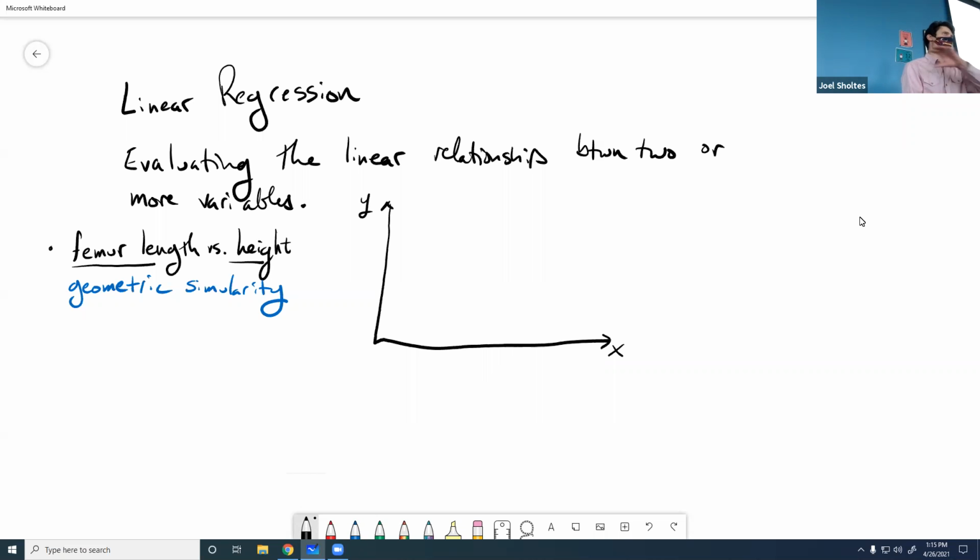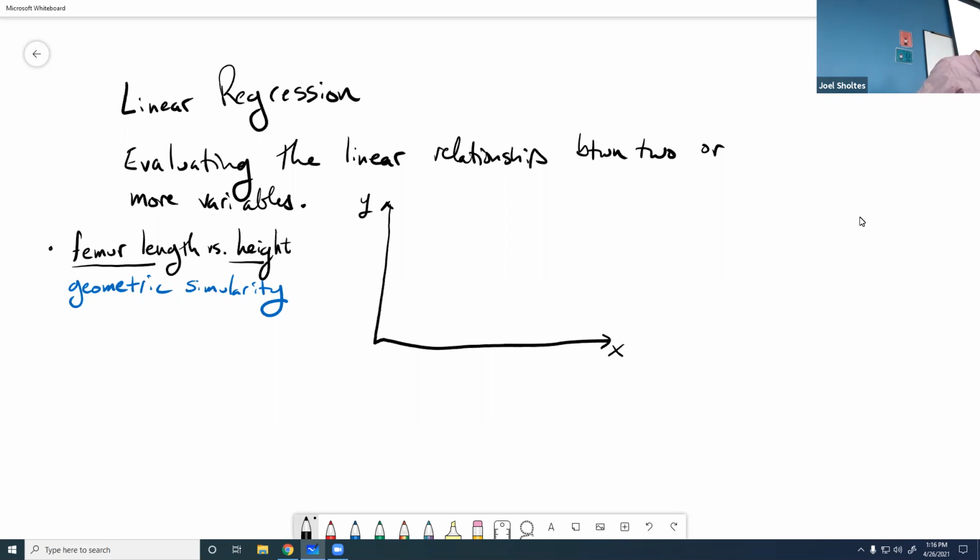Although you can obviously use physics first principles, geometry, to come up with relationships. So there are other ways to relate a small thing to a big thing, or something that's easy to measure to something that's hard to measure. And that's ultimately what linear regression tries to do. It says, well, maybe we find a femur bone and we want to figure out how tall the person was.